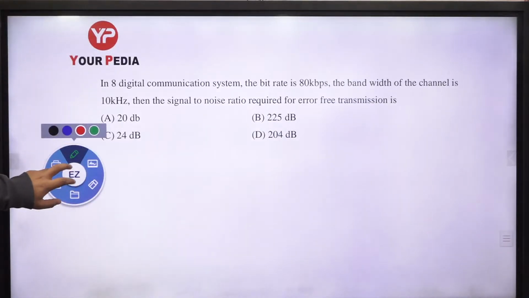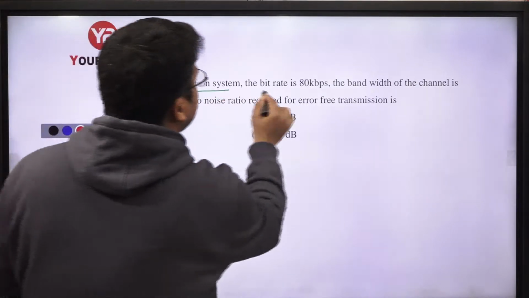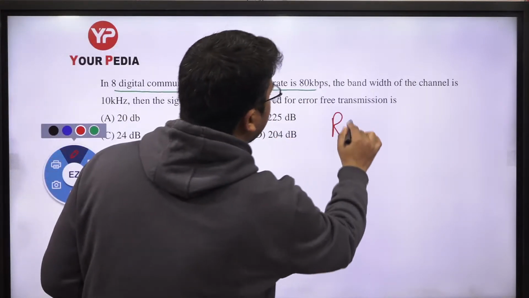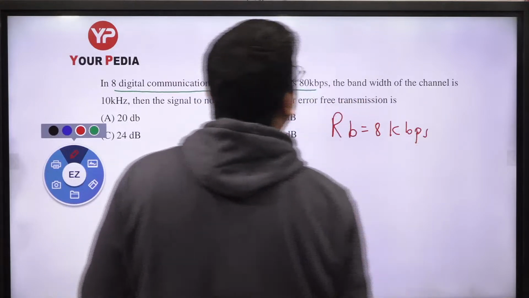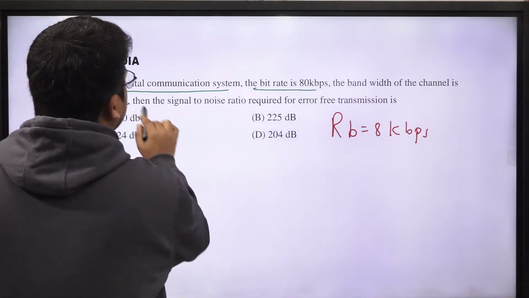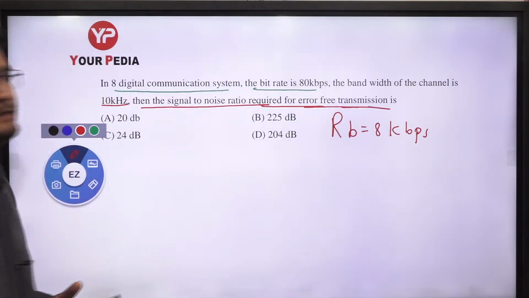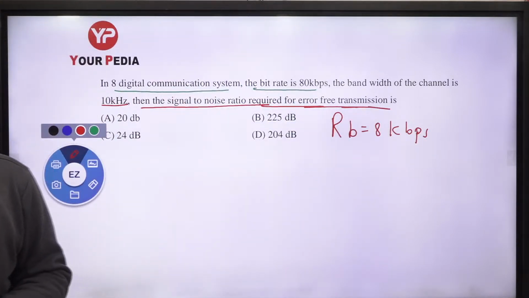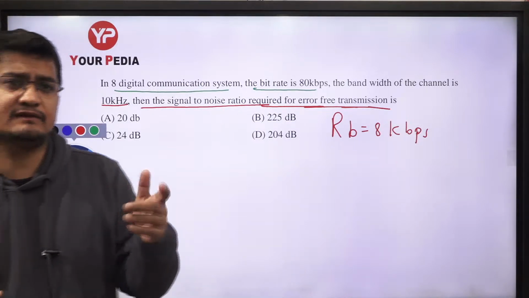Again, this is a very good question from communication. In a digital communication system, the bit rate RB is equal to 8 kbps, right? The bandwidth of the channel is 10 kilohertz. The signal to noise ratio required for error free transmission is, tell me the answer. Yes, cool bro, we can apply the source transformation. Very true. That's why I skipped that question. That was a very simple question.